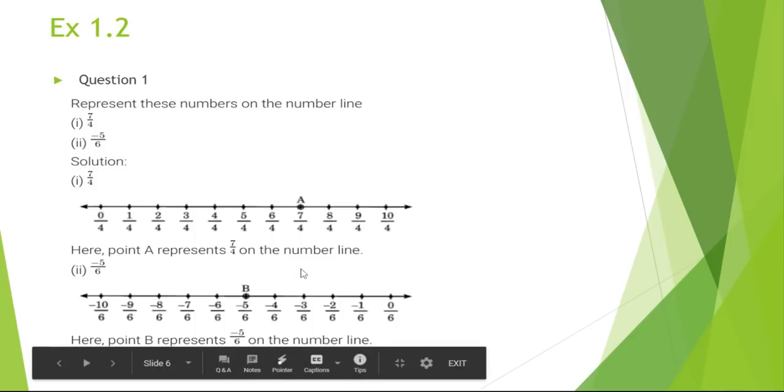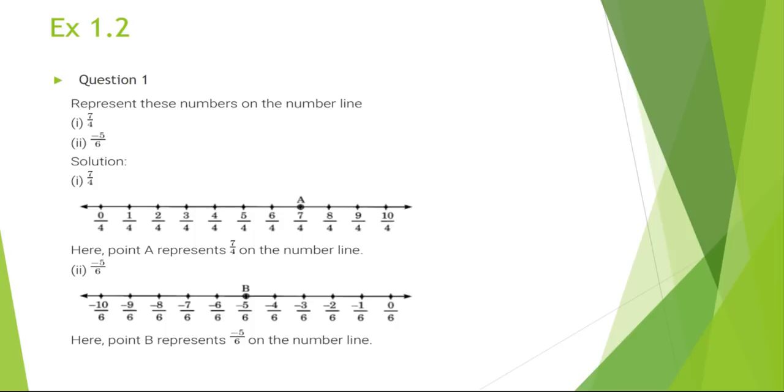Next, we come to exercise 1.2. We have already done exercise 1.1 of NCERT in the previous slides. Now, question 1 is to represent these numbers on the number line. The first is 7 upon 4. So it lies on the right side of 0. Now you have the number line showing it, and 7 by 4 is being encircled.